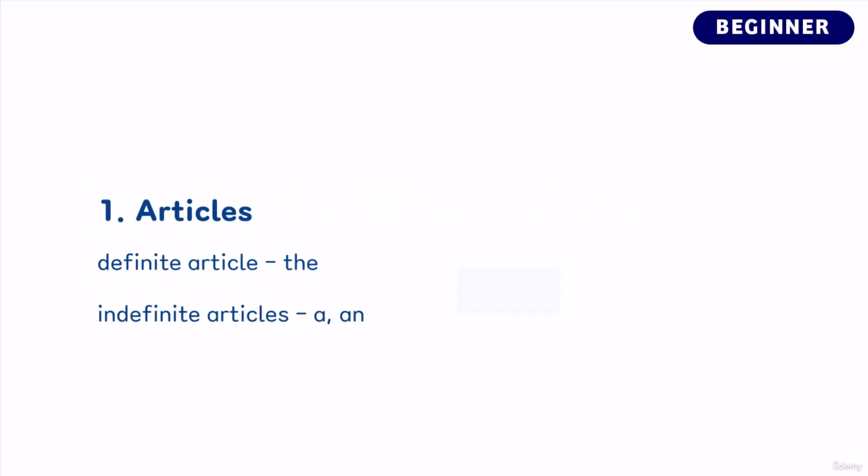Over the next few lessons, we're going to concentrate on learning about articles. In English, there are two types of articles: the definite article "the" and the indefinite articles "a" and "an". Articles are types of determiners, so we use them in front of nouns.